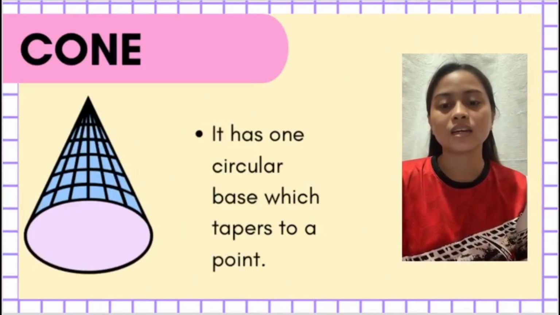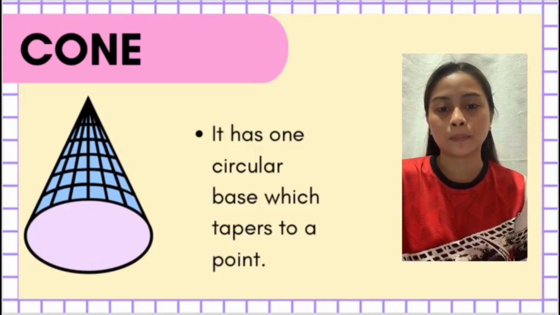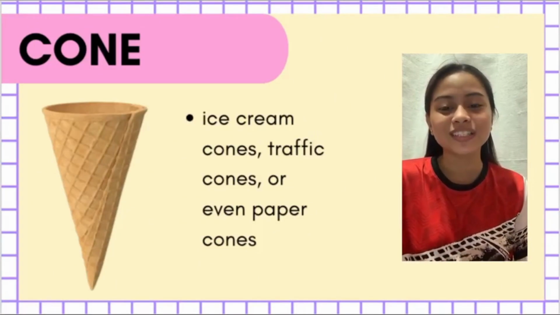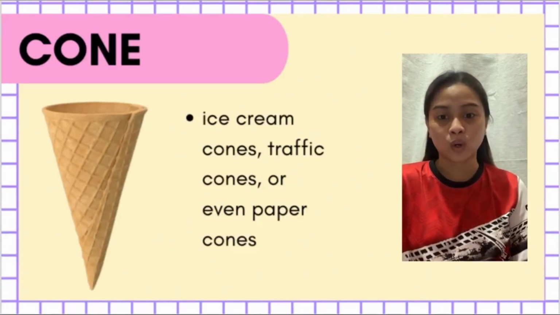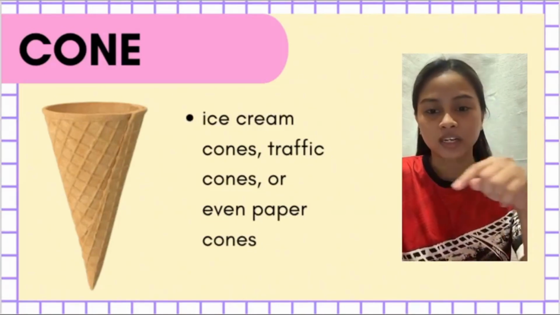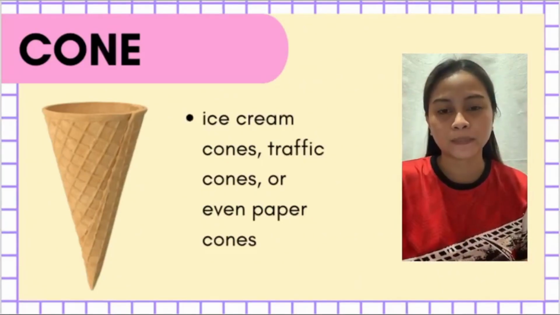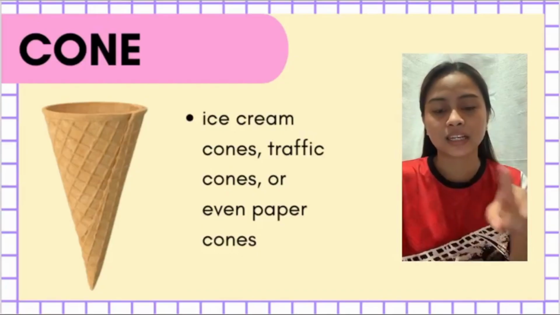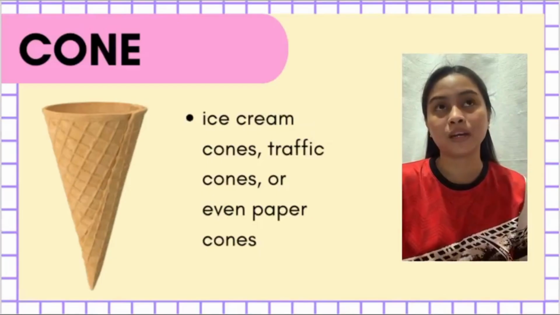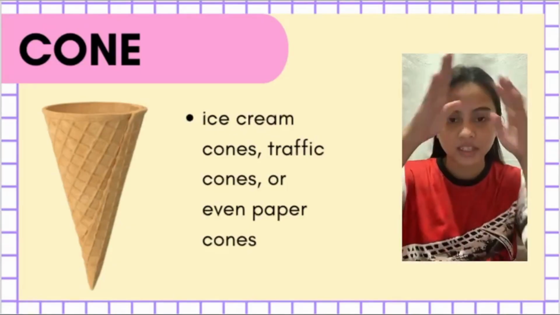Next is the cone. It has one circular base which tapers to a point. Examples of a cone are ice cream cones, traffic cones, or even paper cones. A cone, like an ice cream cone, has a circle at the bottom and it goes to a point. It looks like a triangle, but the circle is at the bottom, and the top is pointed. It is not the same as the pyramid. The pyramid looks like a box, with a square at the bottom, and it goes up and is still pointed.